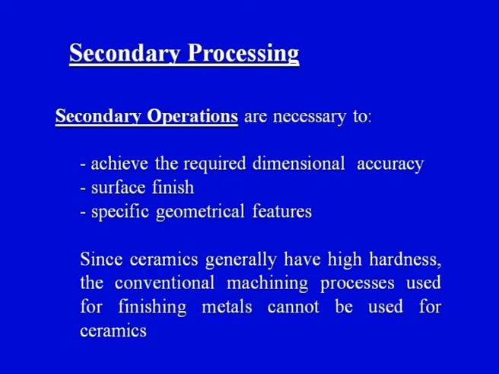Conventional machining processes used for machining metals cannot be used for ceramics. If you remember, in conventional machining one of the important principles is that the hardness of the cutting tool should be more than the hardness of the workpiece material, and in this case the workpiece material is a ceramic material which has very high hardness. So, the conventional machining processes used for machining of metals cannot be used for machining of ceramics.